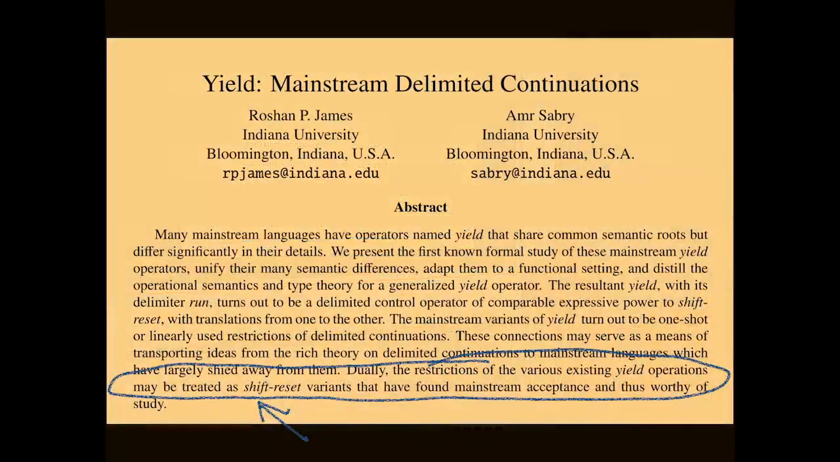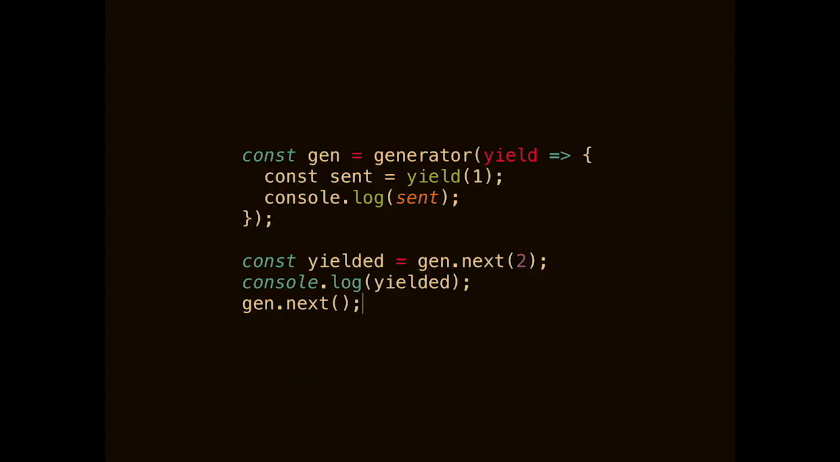Yield is sometimes called a mainstream delimited continuation. And I think the easiest way to see why is to implement a generator in terms of shift and reset. So this is going to be the API for our generator. We're just going to pass the body of the generator into this function generator. It's going to receive yield, which we can use to pause execution. And if we want to resume execution, we can call next.